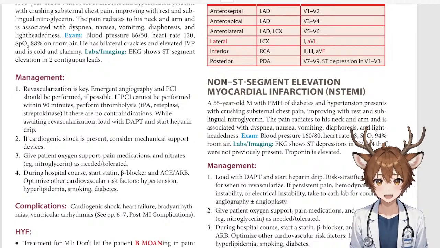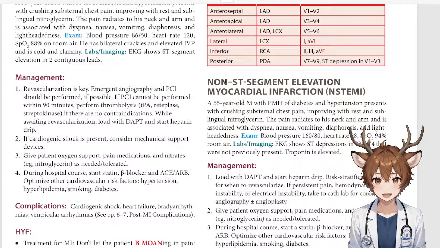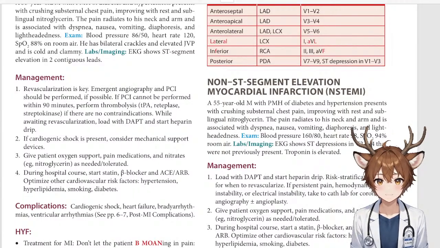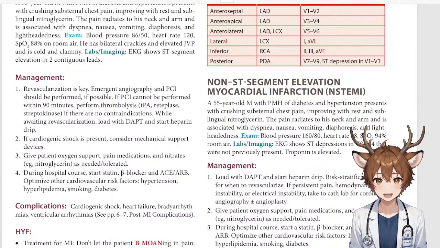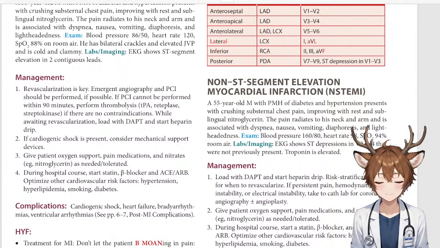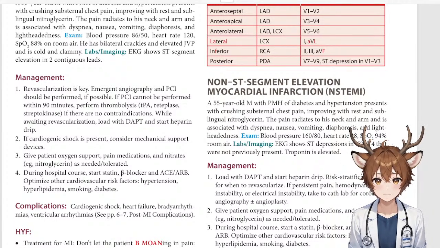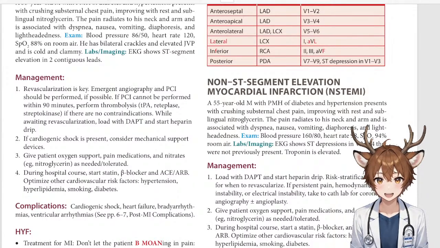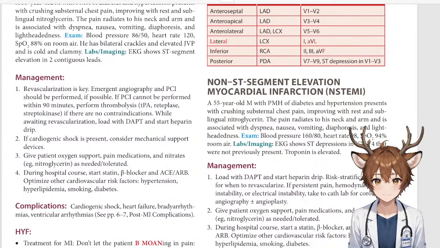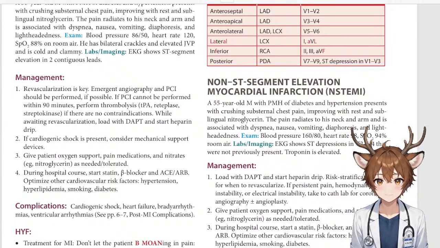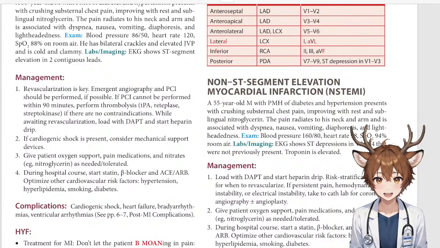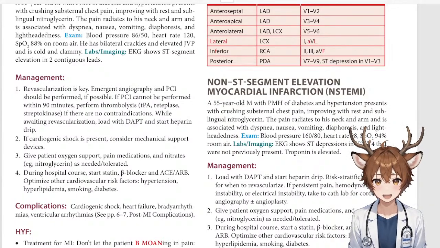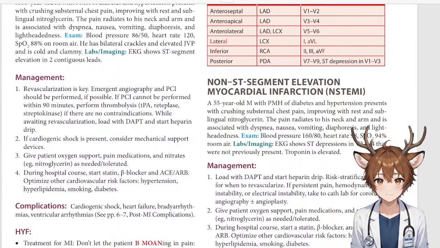1, revascularization is key. 2, if cardiogenic shock is present, consider mechanical support devices. 3, give the patient oxygen support, pain medications, and nitrates, nitroglycerin for example, as needed/tolerated. 4, during hospital course, start statin, beta blockers, and an ACE inhibitor/ARB. Optimize other cardiovascular risk factors like hypertension, hyperlipidemia, smoking, and diabetes.